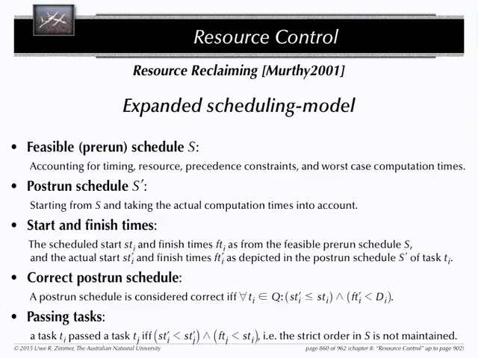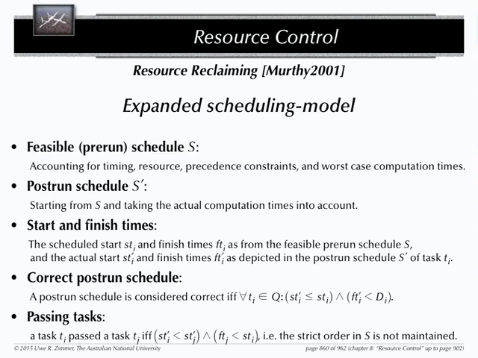A few more terms. We have a feasible schedule, which we will also call the pre-run schedule. A feasible schedule means that at compile time, you calculated that all of your real-time tasks can be scheduled. Your schedule is feasible. We call this the pre-run schedule because we do this at compile time, not at runtime.